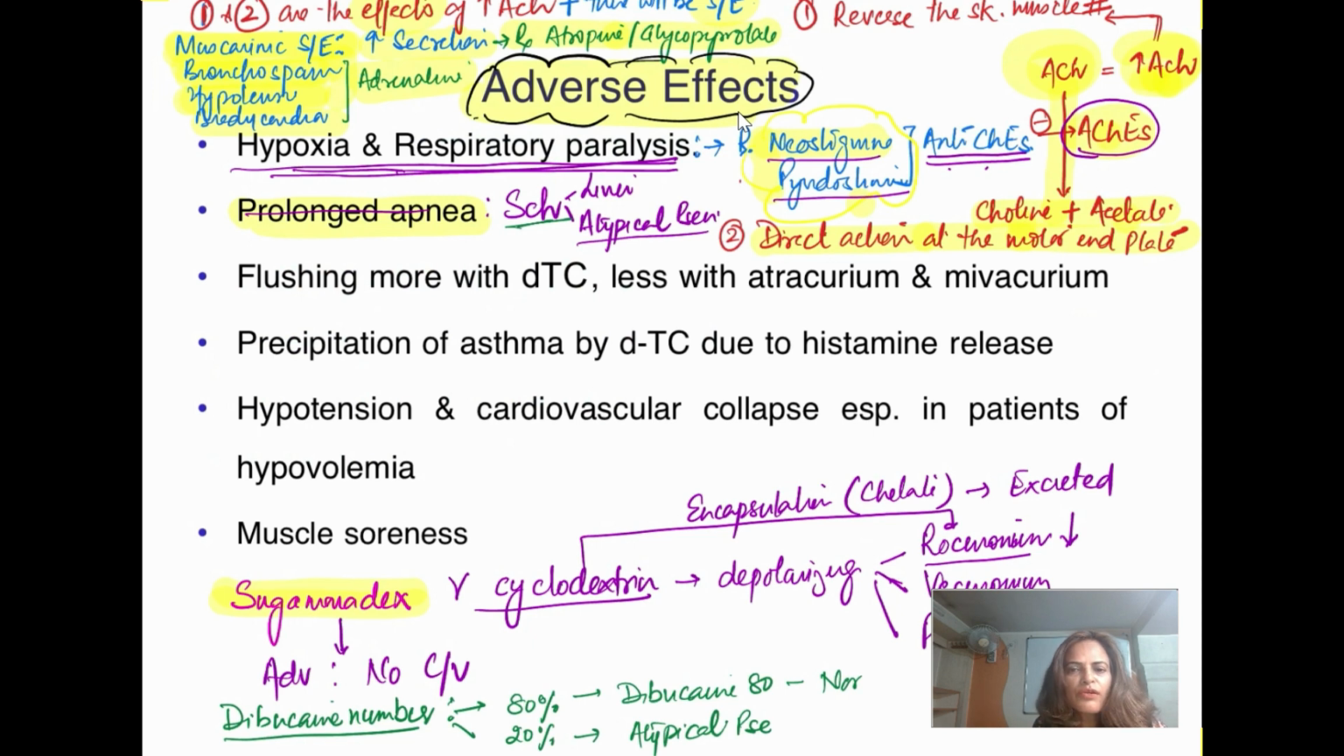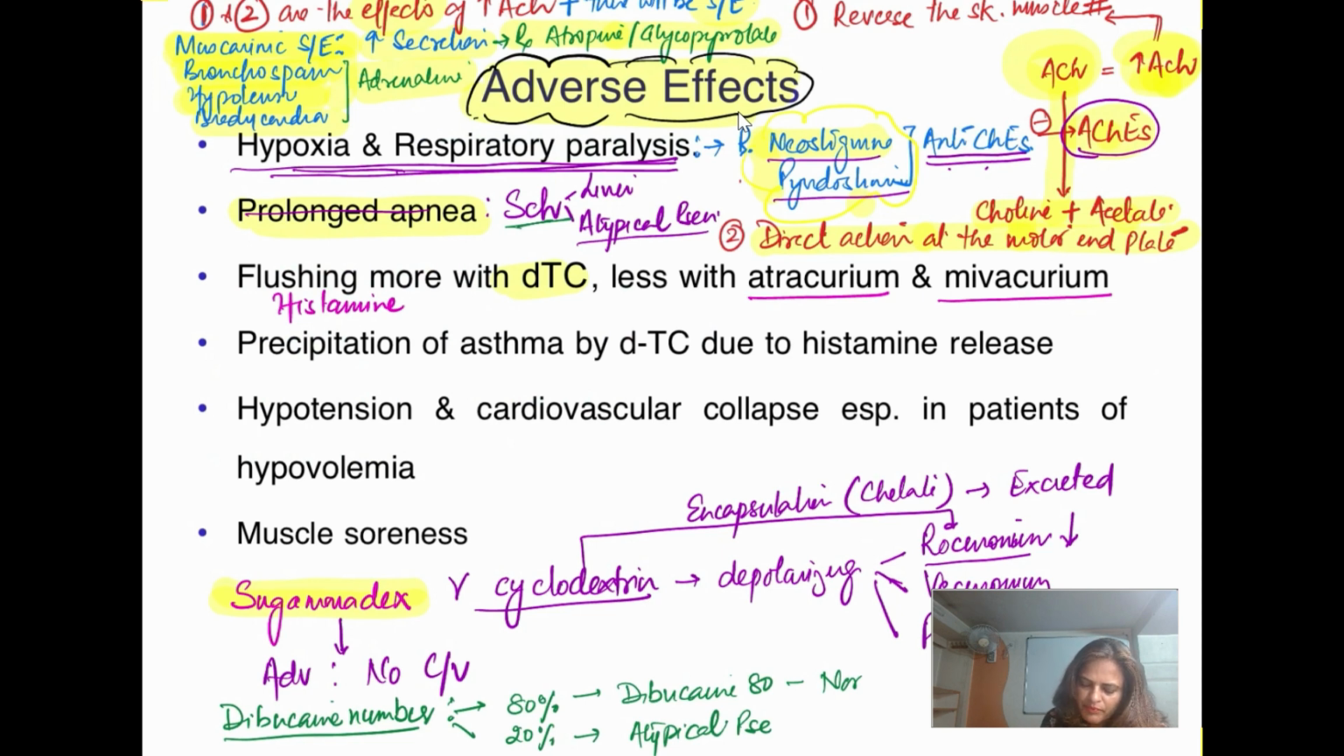Flushing is more with d-tubocurarine. So you all know why flushing is more. In the beginning I told you the side effects of especially the non-depolarizing agents are because of skeletal muscle relaxation, and number 2 is histamine. The reason for the flushing is that d-tubocurarine causes a huge release of histamine. So that leads to flushing. It is less with atracurium and mivacurium.